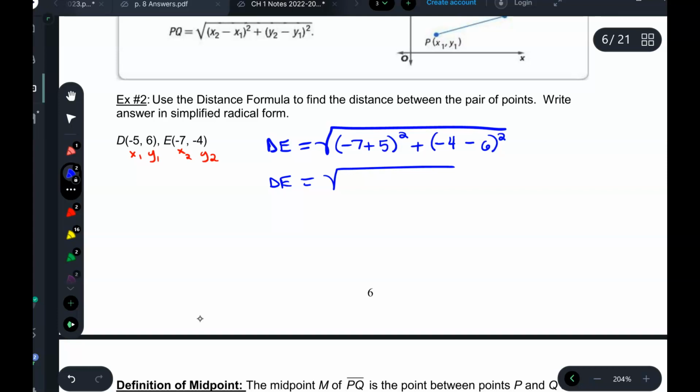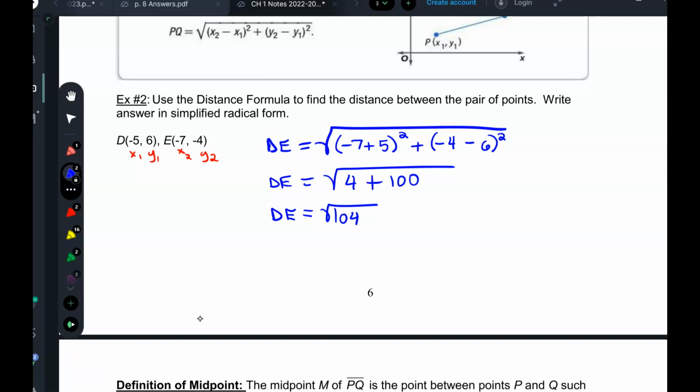Okay, what do we get here? This will be -2, and -2 squared will make that +4. -4 minus 6, so that'll be -10. Square that and it makes 100. So we get the square root of 104.